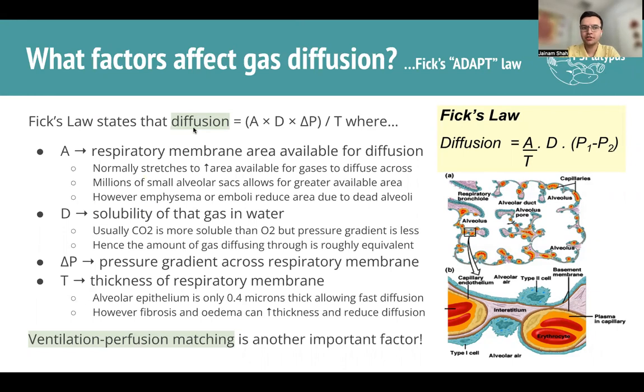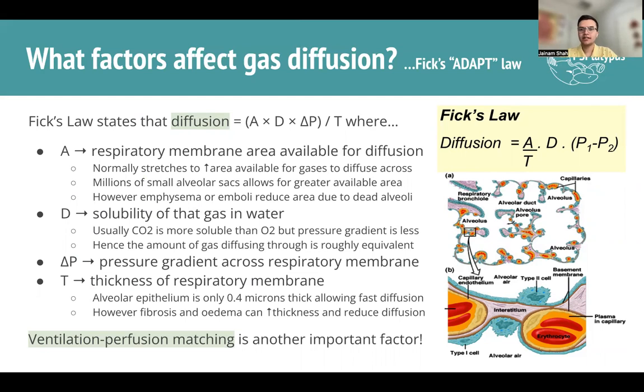So what do all of these variables actually mean? Well, A is the respiratory membrane area that is available for diffusion. In other words, how much surface area do you have for gases to actually travel across? Normally the lung parenchyma itself will stretch so that the area increases and you can get more gases to diffuse across. And you've also just got a huge number of alveolar sacs that allows for that area to increase quite substantially. However, if you have conditions such as emphysema or emboli, where you've got a loss of those alveoli, then that area also decreases and therefore you will have reduced diffusion.